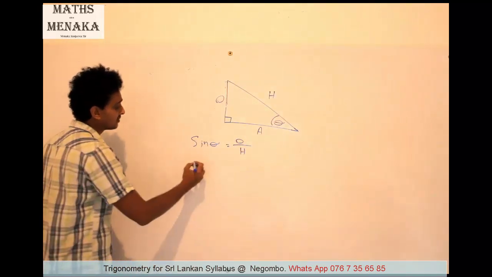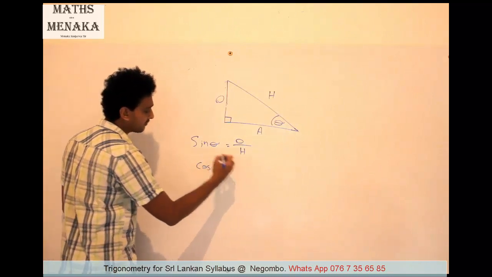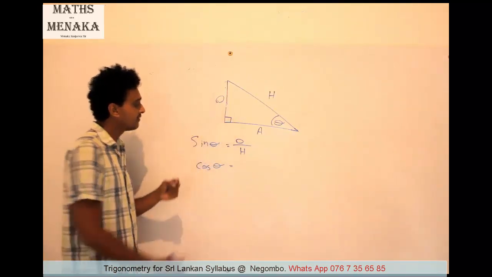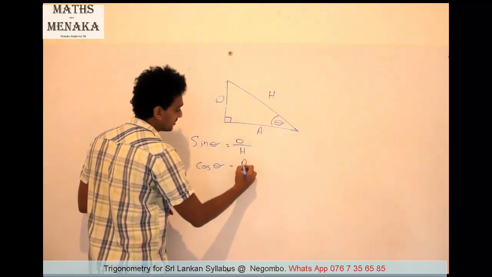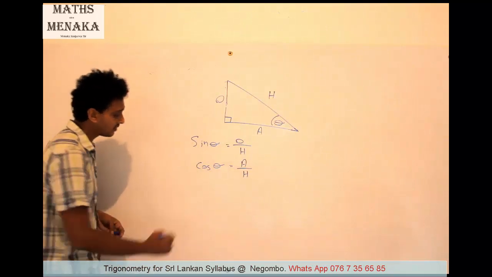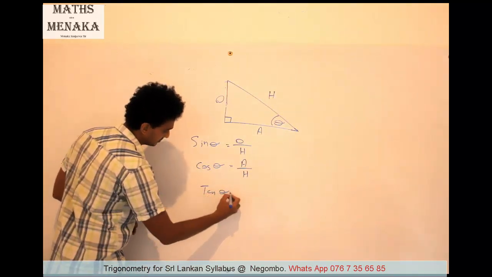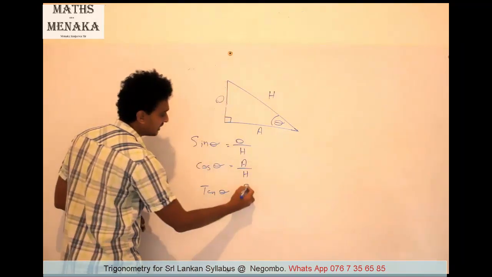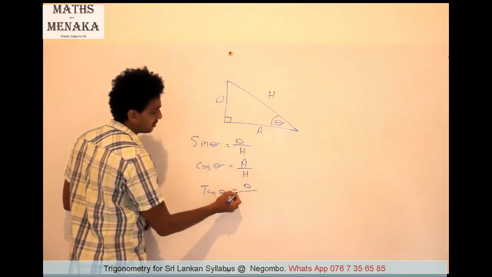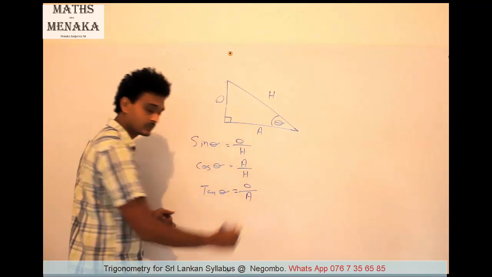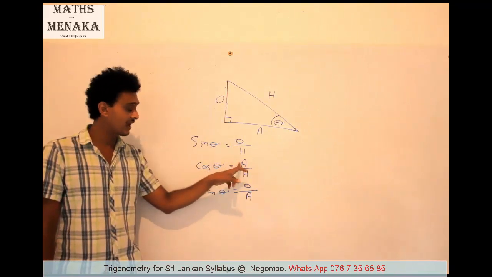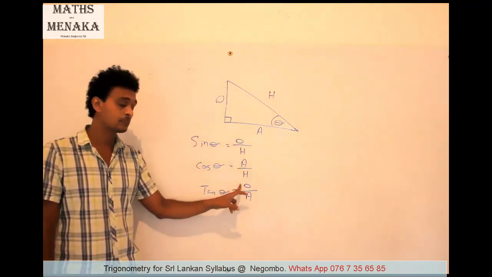The cos ratio of the angle you can get by dividing the length of the adjacent side by the length of the hypotenuse. The tan theta you can get by dividing the length of the opposite side by the length of the adjacent side. So sine is opposite over hypotenuse, cos is adjacent over hypotenuse, tan is opposite over adjacent.